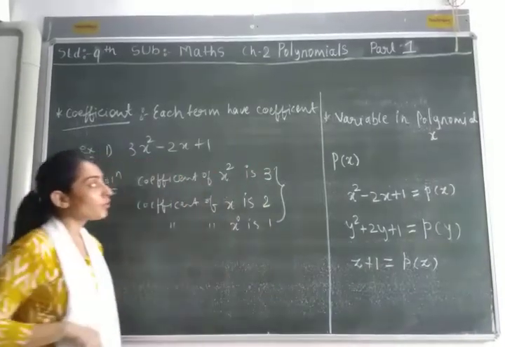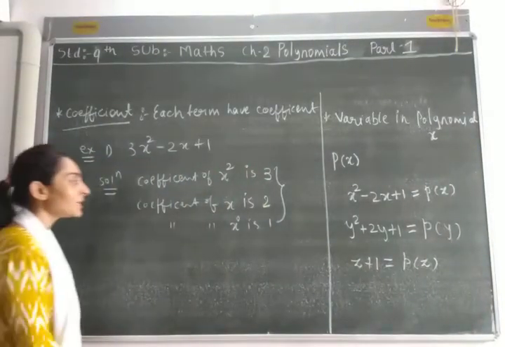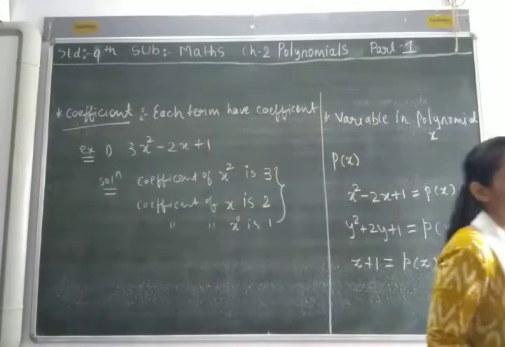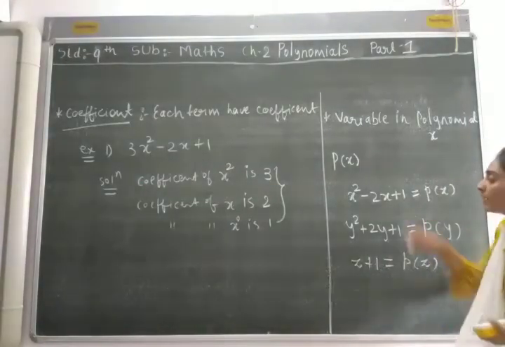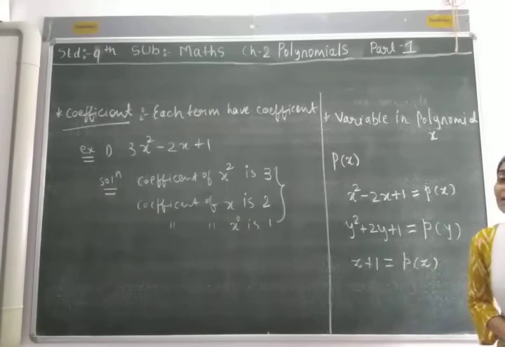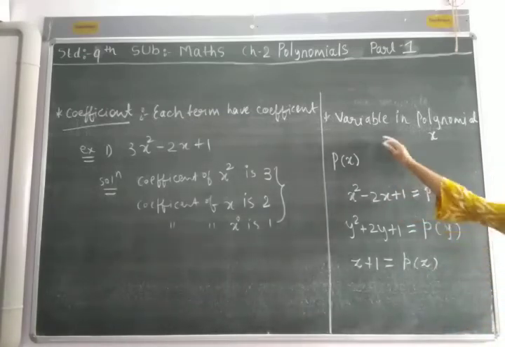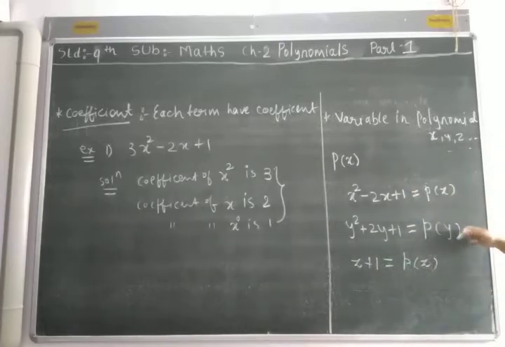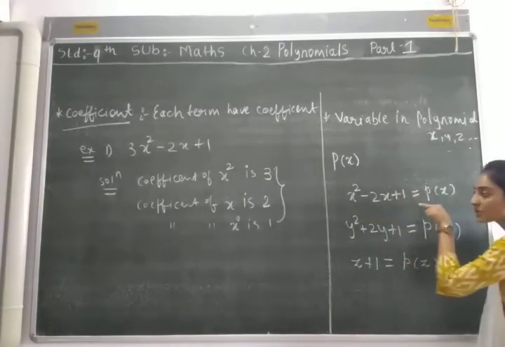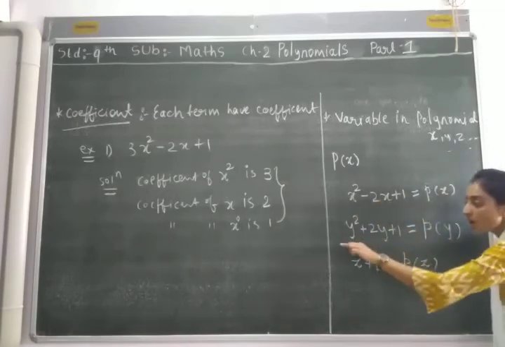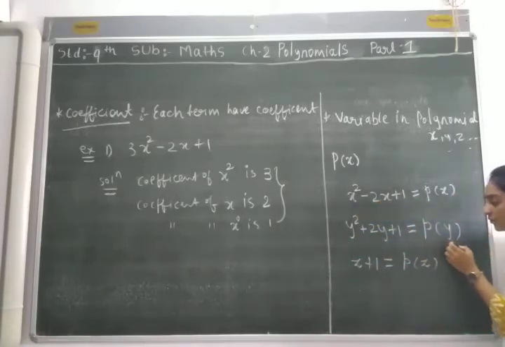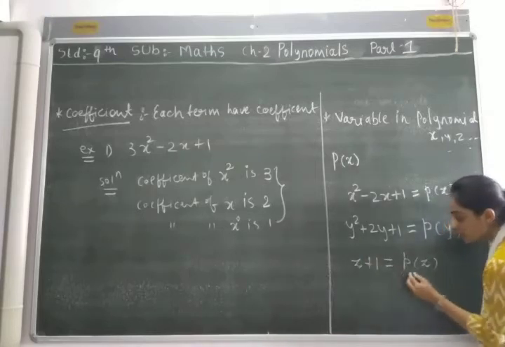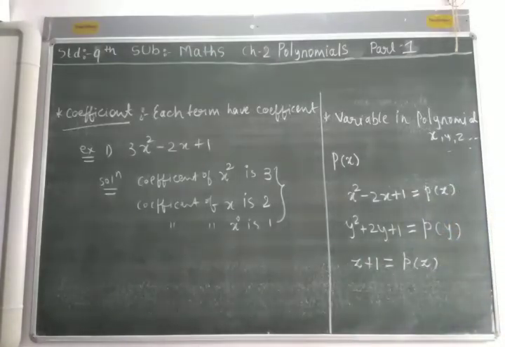Here we are talking about the polynomial in one variable. It means my whole expression contains only one variable. Either it can be x, y or z, it can be anything. To express this, if my whole expression contains x, I write p of x. If it contains y, I write p of y. If it contains only z, I write p of z.